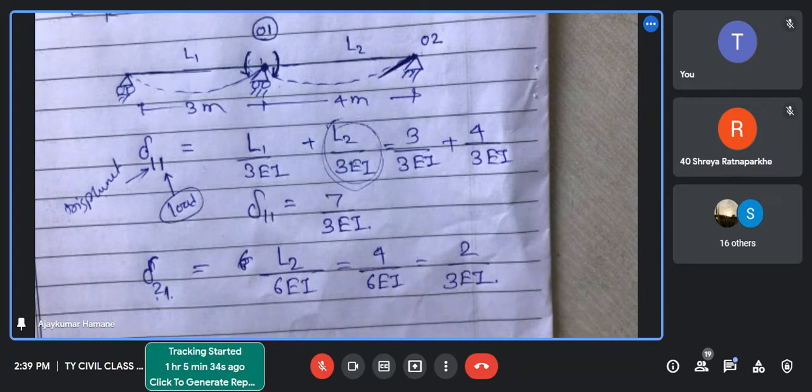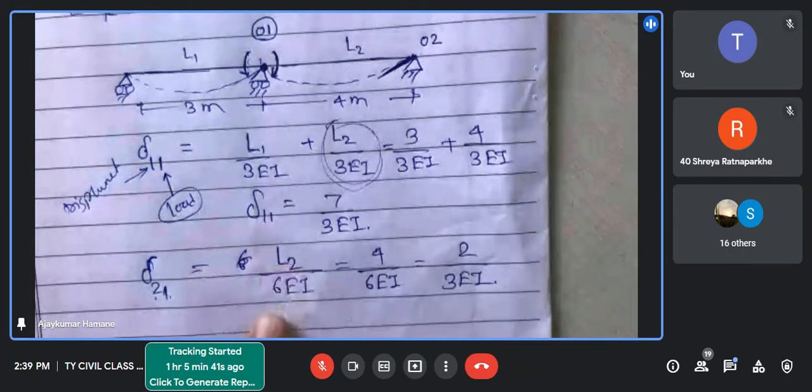Students, you got how this L2 divided by 6 EI has been taken?